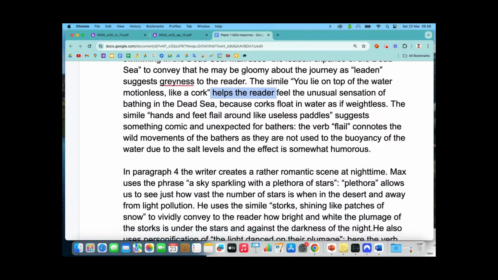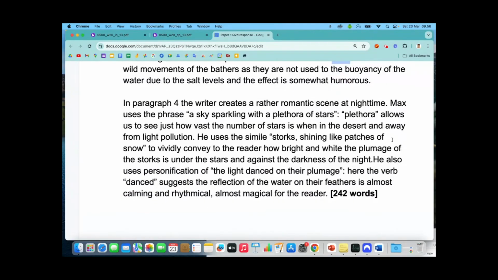Similarly, you might want to pick out a quote like this and zoom in or unpack a particular word within that quote. That's entirely fine. Or you could just go straight to the verb and unpack that. Remember, in the question, it does say words or phrases. Right, let's have a look at the next paragraph.